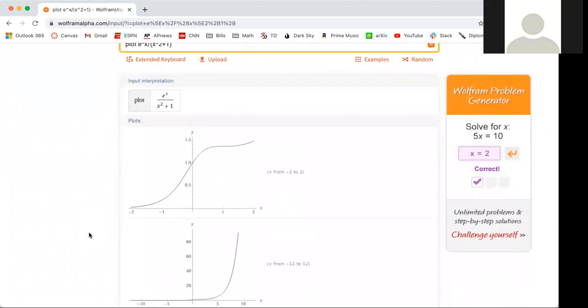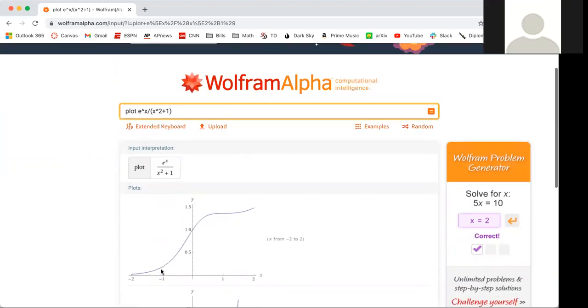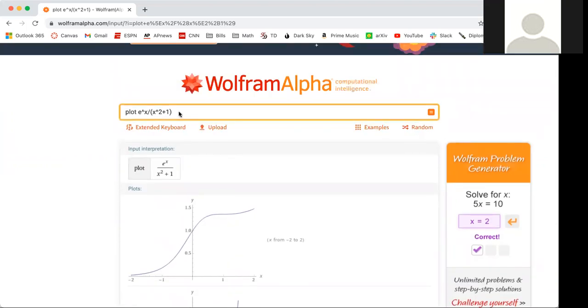So Wolfram Alpha tries to be a lot of different things. It's a very powerful calculator. It's also a graphing calculator. It's also a little bit of an encyclopedia. And I think, what else can we do?